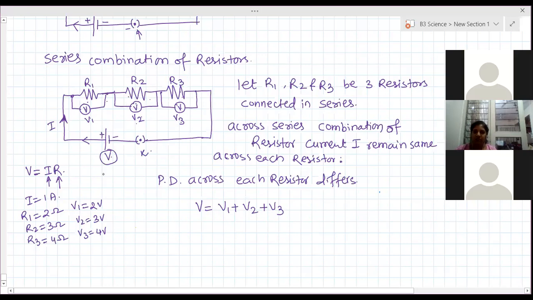This value of potential difference is 4 plus 3 plus 2, 9 volts. Is that clear? So this 9 volts across R1 cannot be 9 volts, across R2 also cannot be 9 volts, across R3 cannot be 9 volts. It is the division of 9 volts, that is, the 2, 3, and 4 values. Clear? Yes, ma'am. So this differs means it is different from the actual potential difference in the circuit. Clear?